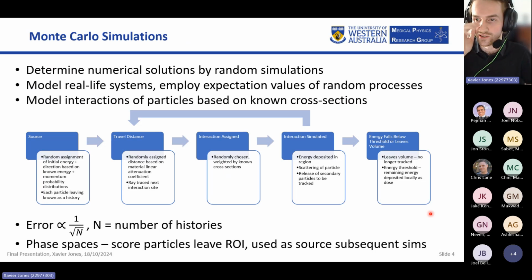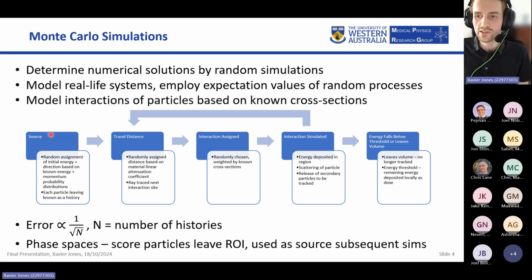Monte Carlo simulations are methods of determining numerical solutions to a problem by random simulations. They often attempt to model real-life systems employing the expectation values of random processes. In medical physics, microscopic interactions between particles are modeled based on known average interaction probabilities, or cross-sections. The contribution of each particle can be added up to determine macroscopic behaviors within a volume.